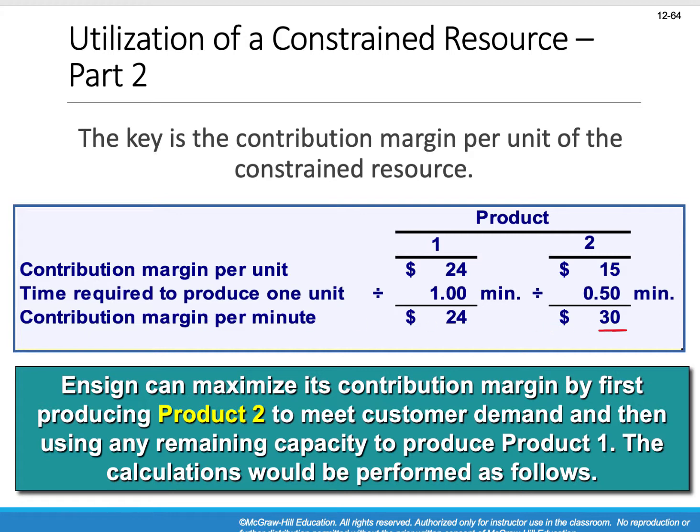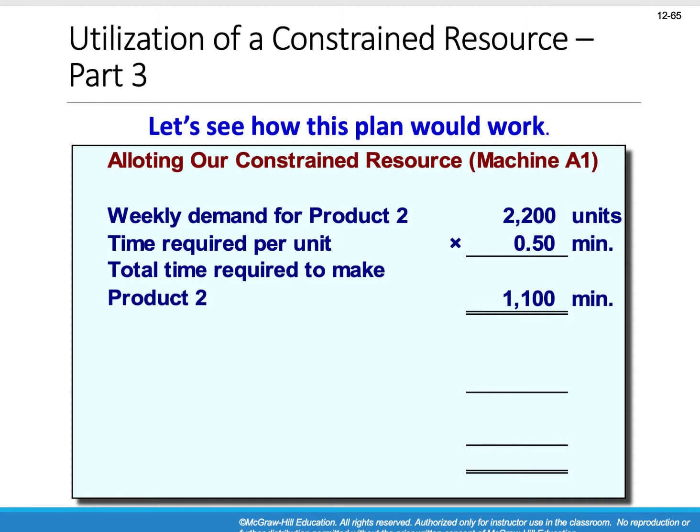How do we calculate that? Very simple. The first thing we do is take product 2 and ask, what's the demand? Well, the demand for product 2 is 2,200 units. The time required per unit is a half a minute. So if I multiply these, I get 1,100 minutes. That's the total time required to make product 2.